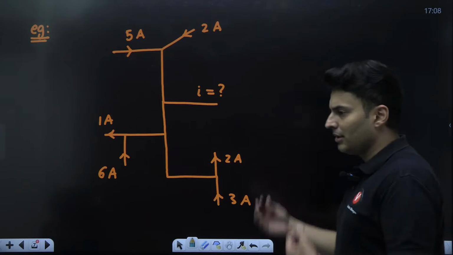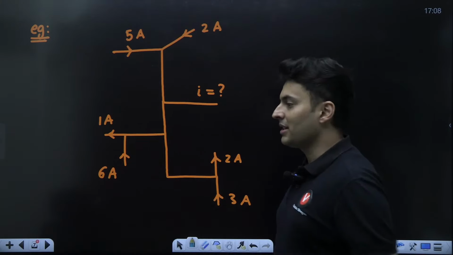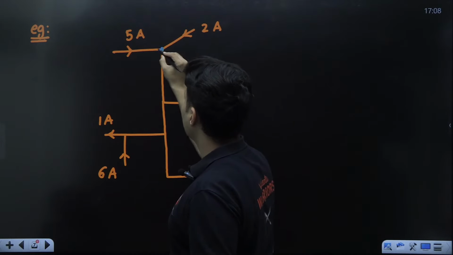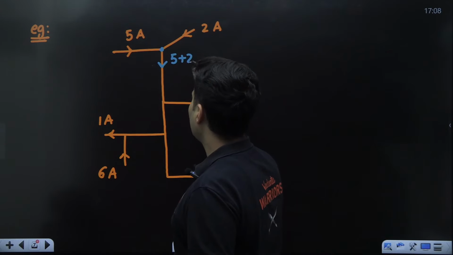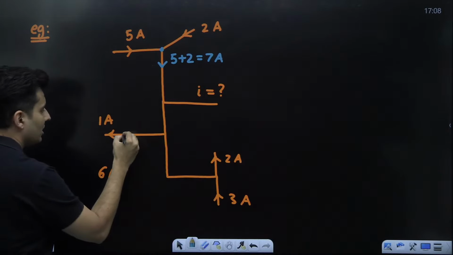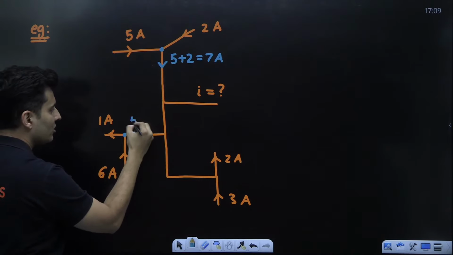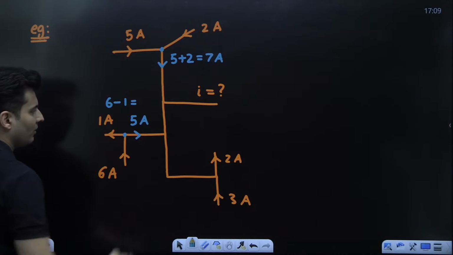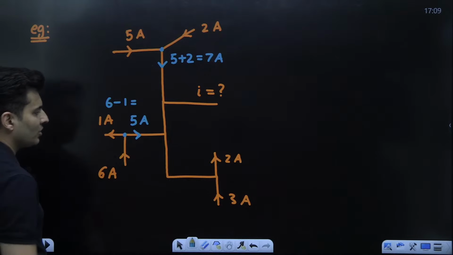But of course, live is at any day better because you will stay motivated and you will see some newer questions as well. So over this junction, you can see that 5 is coming in, 2 is also coming in. So 5 plus 2 will make 7 amperes. Now at this particular junction, 6 is entering in, 1 is coming out. So the remaining 5 amperes should come over here, 6 minus 1, which is 5 amperes.